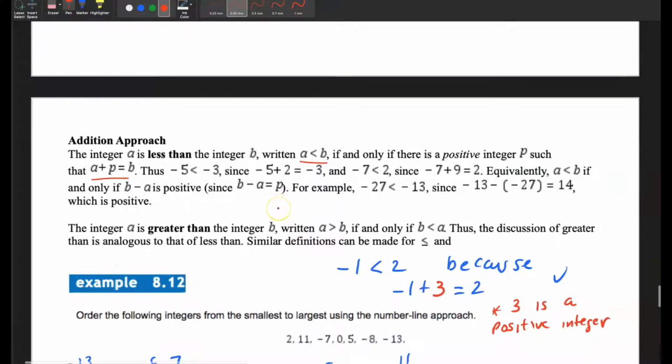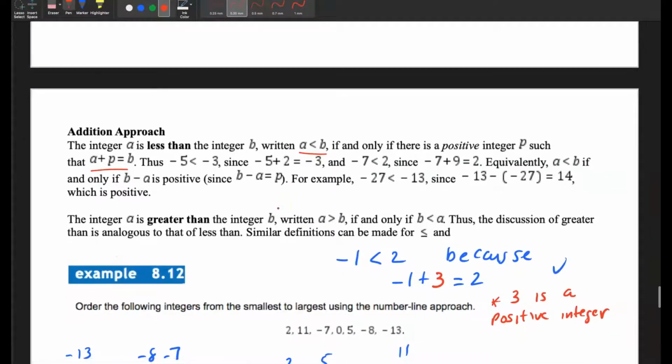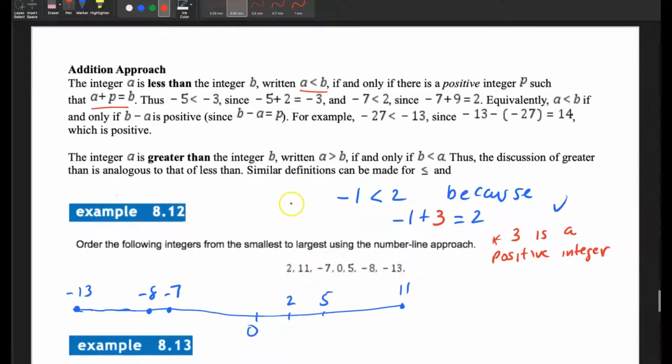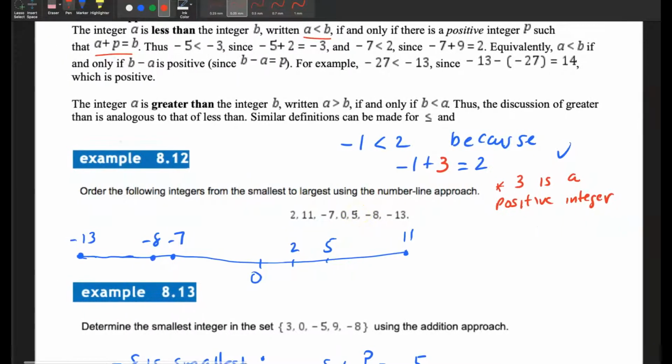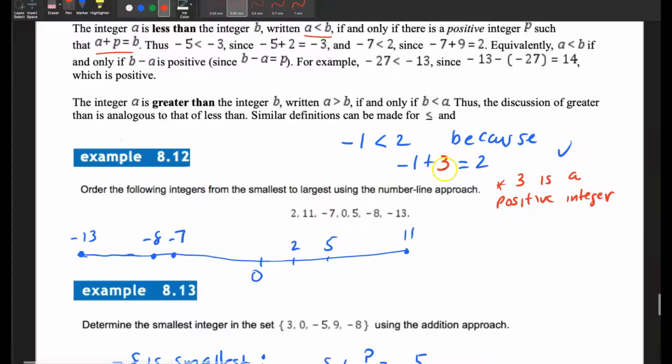And so that's the idea of how we know if a number is smaller than another number, right? We can think the same way. We know a number is bigger than another number, right? And we have that interplay with it. And so -1 is smaller than 2 because -1 plus 3 equals 2, right? 3 is a positive integer. We're adding it to -1, and that gives us the reason why -1 has to be smaller than 2, because I had to give it something.